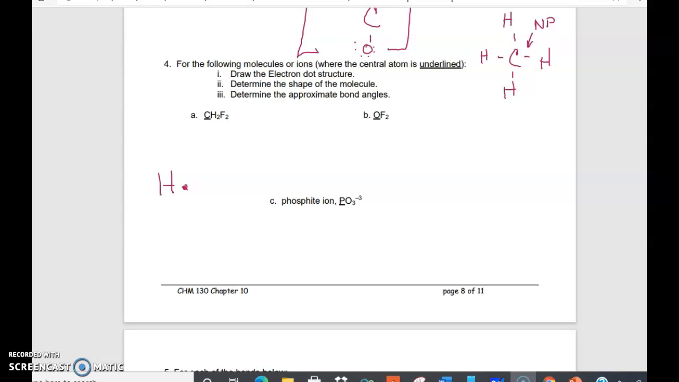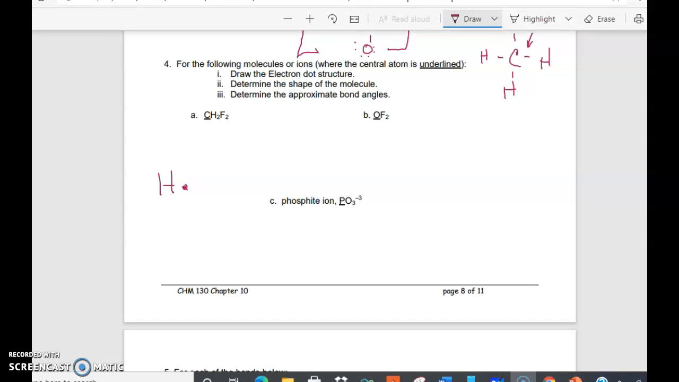Right, here's the video that I promised you guys. So I wanted to do one more drawing a structure. You guys will be able to complete the rest of these on your own, but let's try to do phosphite ion. So first we're going to calculate the valence electrons.